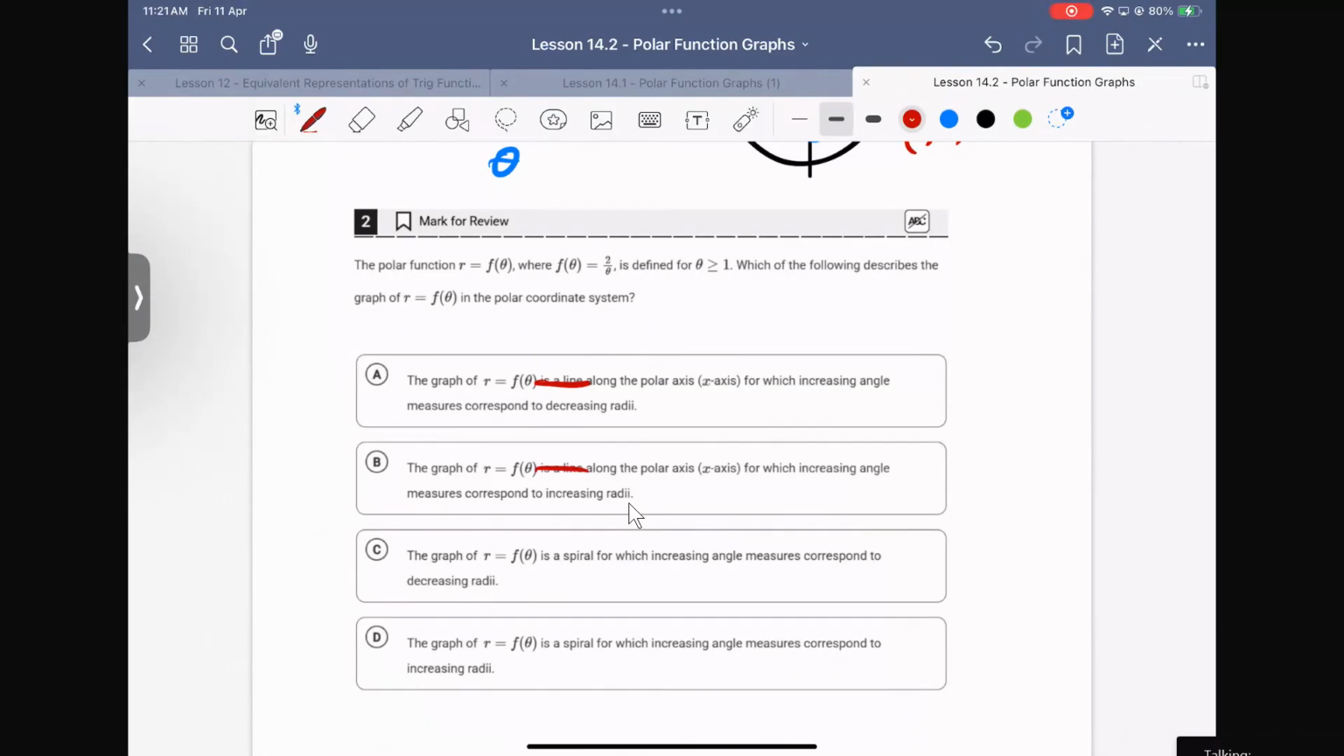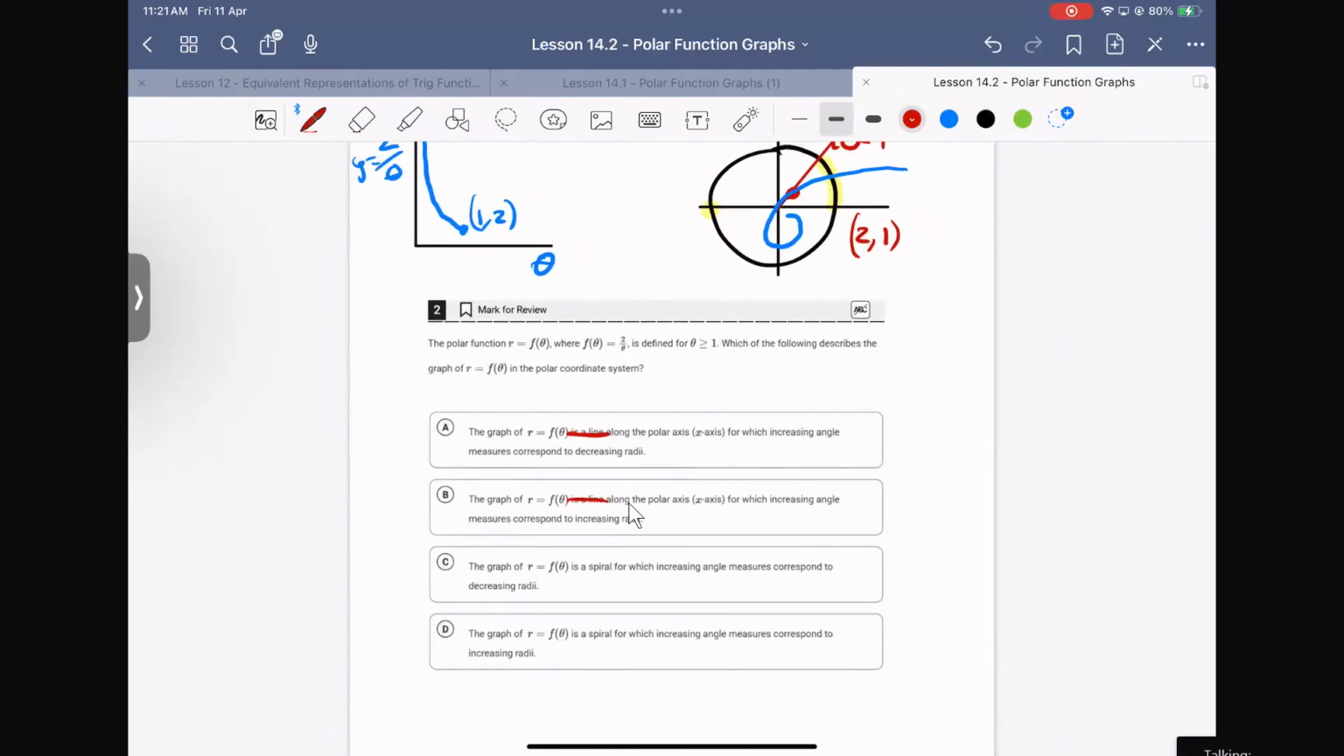One of these two, for which increasing angle measures correspond to a decreasing radii. Yeah, they're going to be getting closer and closer. They're not going to be an increasing radii. So our correct answer for here is going to be C.